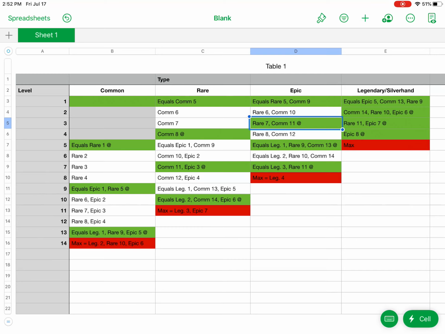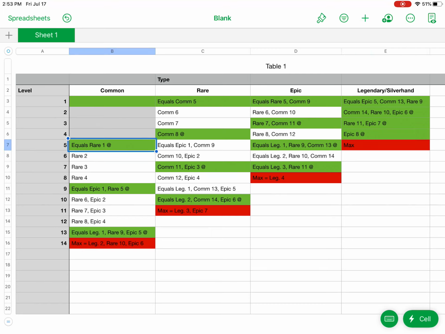Epics are then getting their next ability upgrades at level 3, level 5 and level 7, and then your legendary / silver hand gear, for the first 3 level ups you get, you'll get an ability upgrade as well. And then we can go through this chart, but I'm just going to briefly show you how this works.